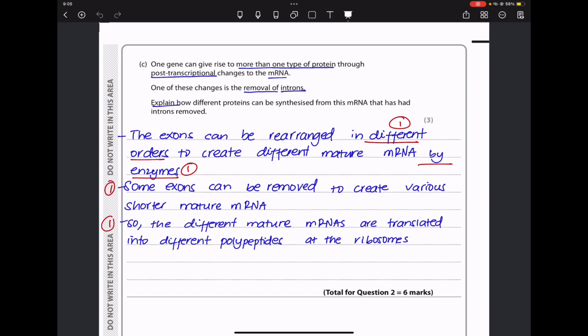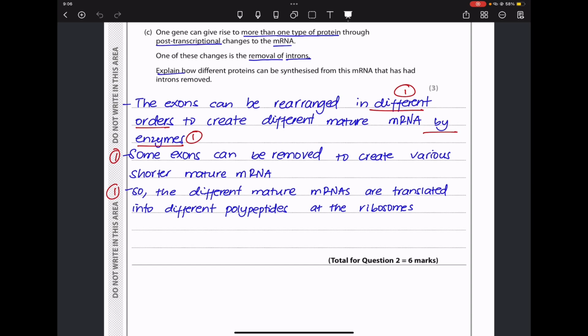Once the introns are removed, the exons can be rearranged in different orders to create different mature messenger RNAs that can be translated to produce multiple proteins. So I say the exons can be rearranged in different orders to create different mature messenger RNAs by enzymes. Some exons can be removed to create various shorter mature messenger RNAs, so the different mature messenger RNAs are translated into different polypeptides at the ribosomes.